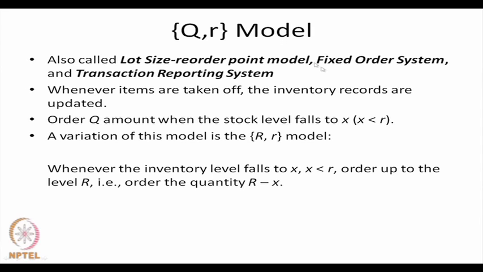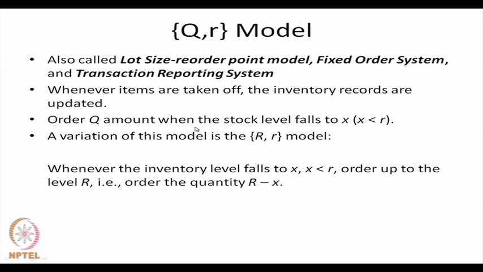Q is the fixed amount of order or the lot size, with reorder point R and lot size Q. Whenever items are taken off, the inventory records are updated immediately. That is why it is called a transaction reporting system. Order Q amount, the fixed order or lot size, when the stock level falls to X, X less than R. That means when the inventory position falls to less than R, place an order for Q.